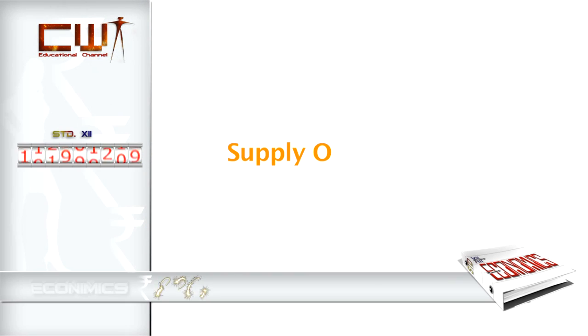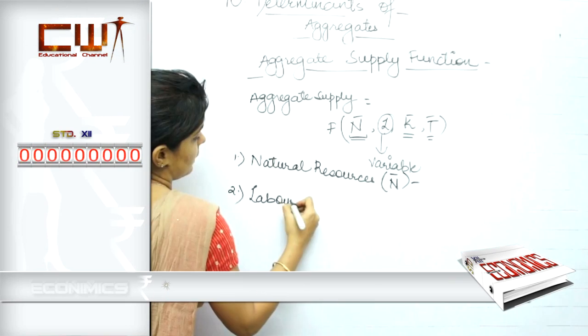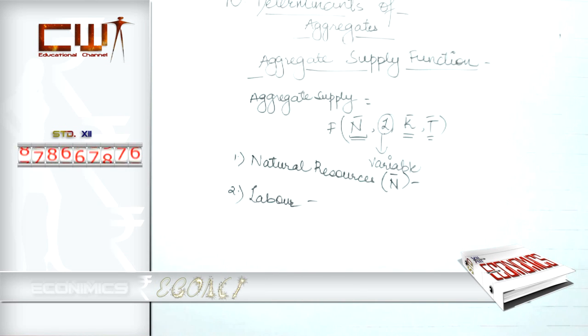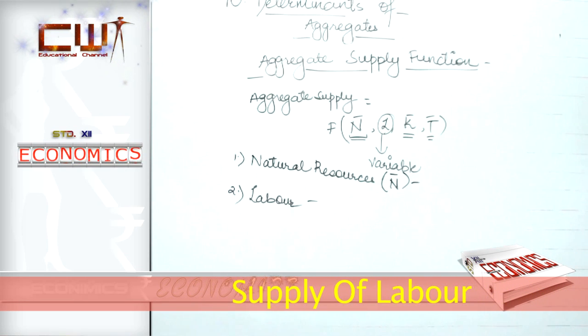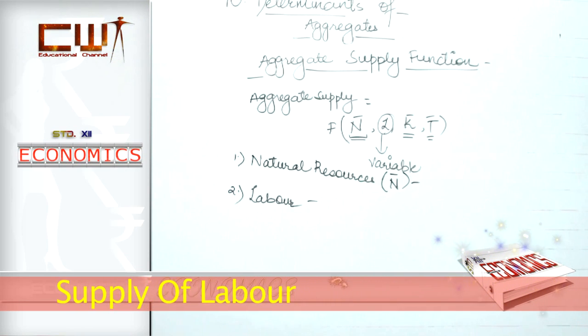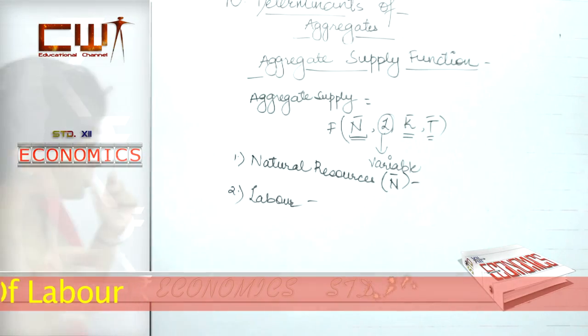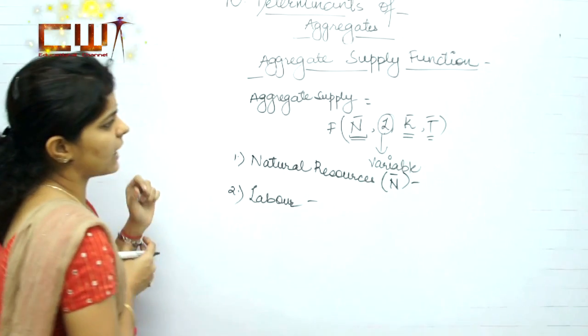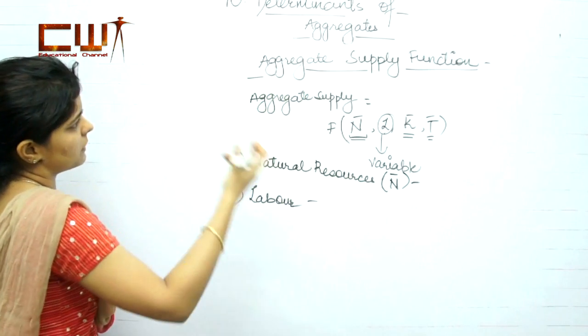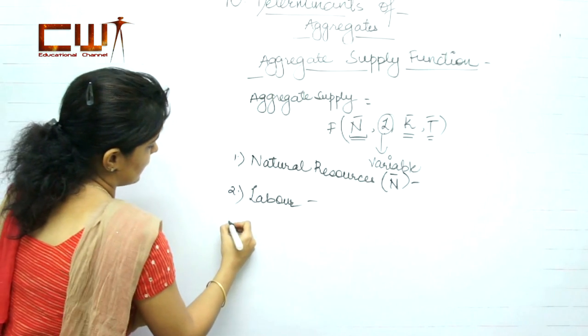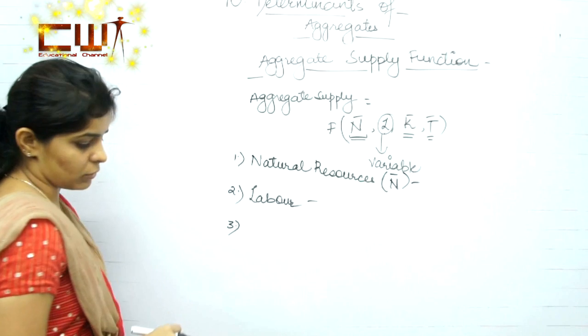Next you have the supply of labor. This is a variable factor of production, right? And the supply of labor depends on the size of the population, age composition, etc., and the training of the labor force. The size and efficiency also depend on these. It is assumed that the labor force can be increased or decreased as per the demand, and as per the demand you can have the supply factor also.